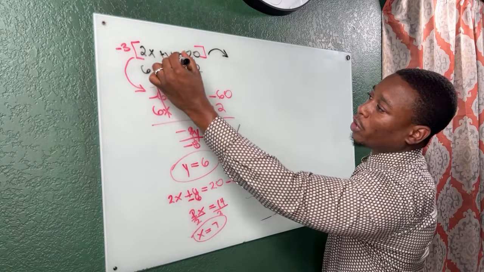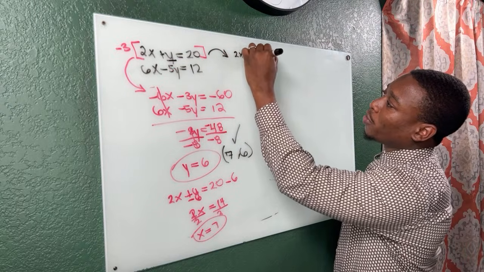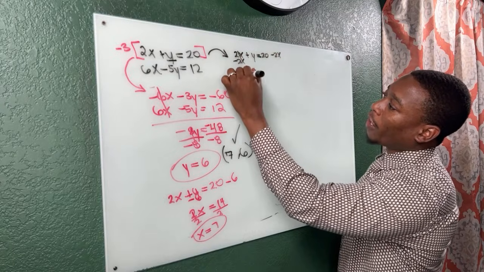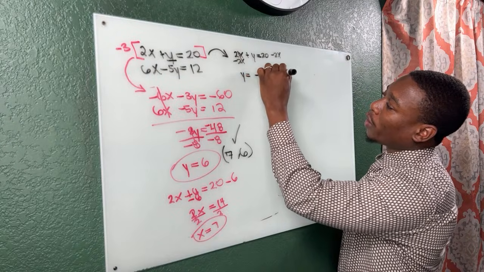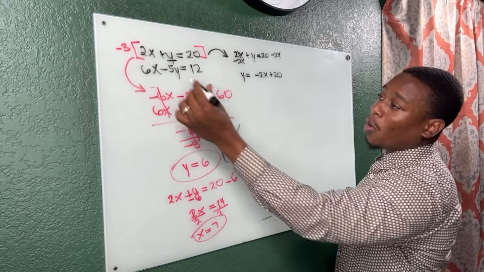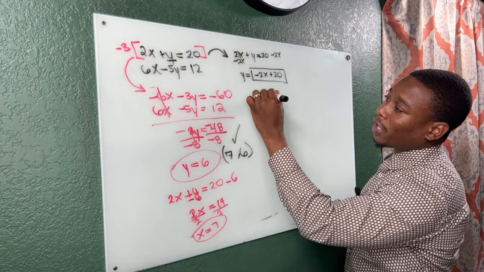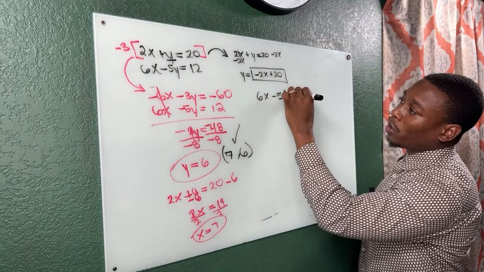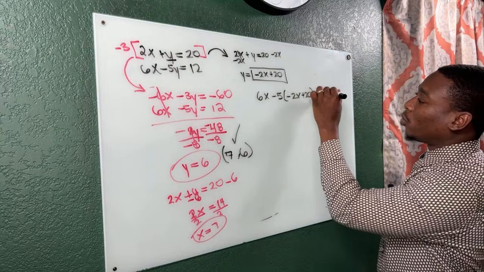So substitution, we could get y by itself. If I did this same problem using substitution and I subtract 2x, I would have y is equal to -2x plus 20. Now, wherever I see y in the second equation, this is what I'm going to plug in. So now I have 6 times x minus 5, and instead of y, I put -2x plus 20, close the parentheses, and this is equal to 12.